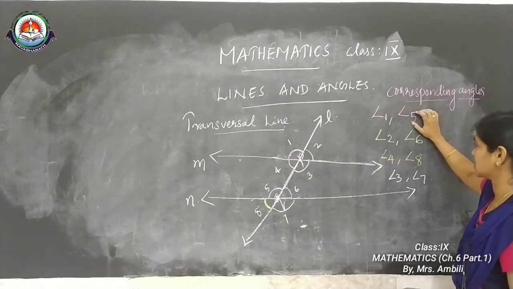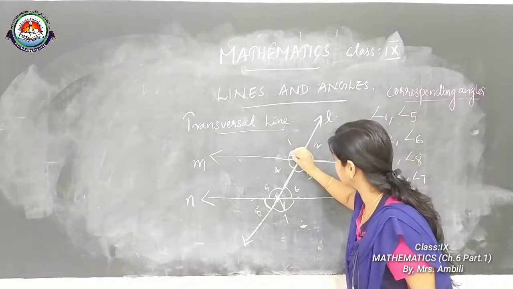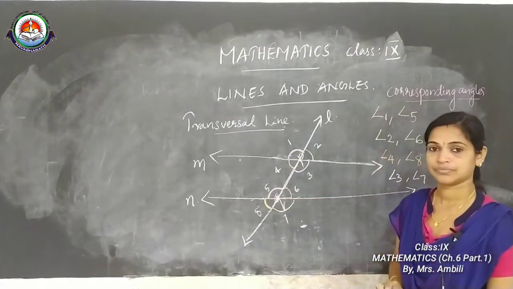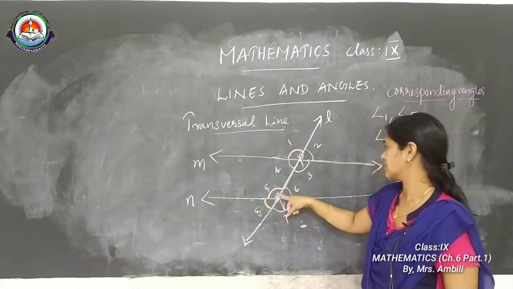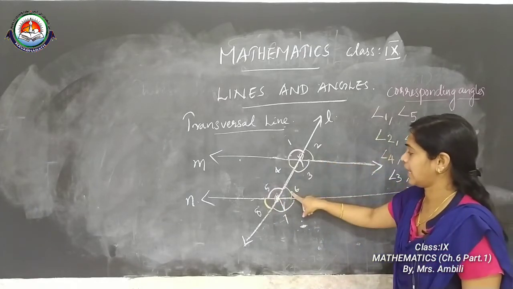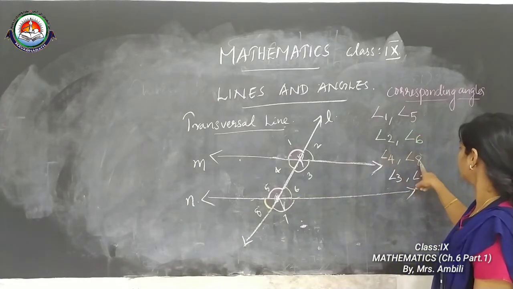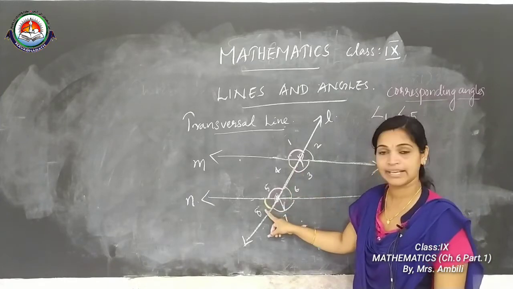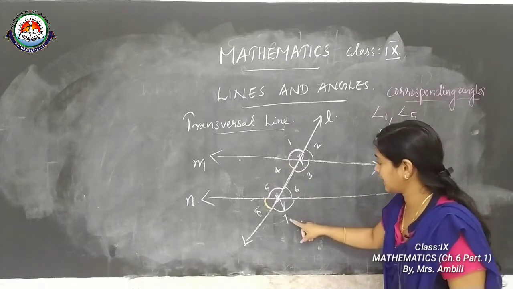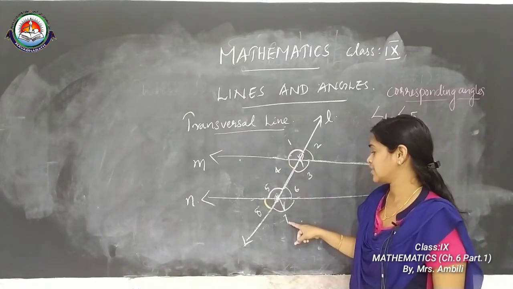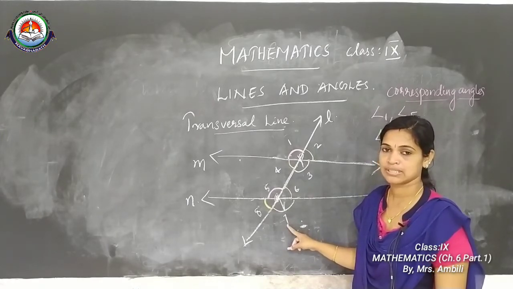What is the first pair of corresponding angles? Angle 1 and angle 5. Then angle 2 and angle 6, also one pair of corresponding angles. Then angle 4 and angle 8, the next pair. Then what is remaining? Angle 3 and angle 7 are the next corresponding angles. Clear?